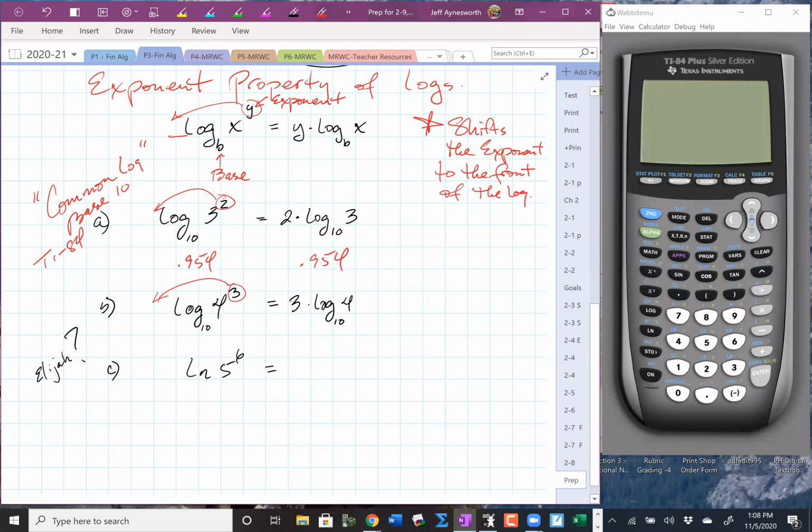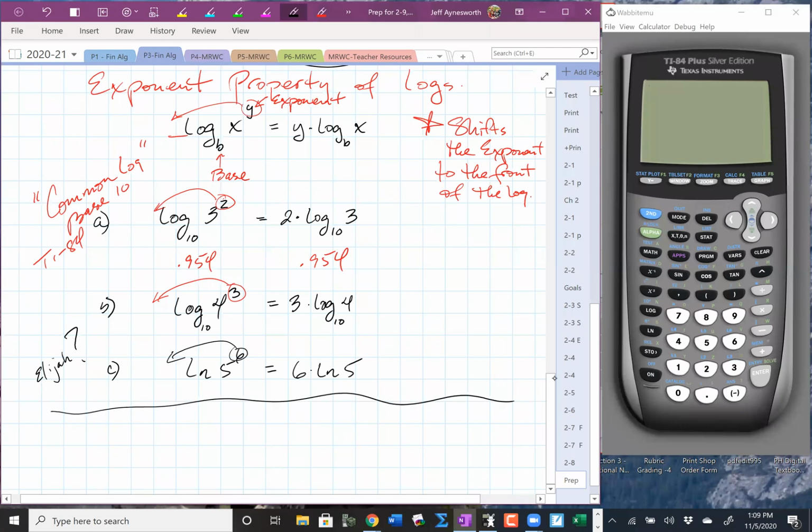You want me to make that into exponential? No, just apply the exponent property. I'll come back to you. Try to stay with me and be involved. Nathan, take over. 6 times the natural log of 5. There you go. That's all there is to it. That's all we have to do to apply the exponent property.